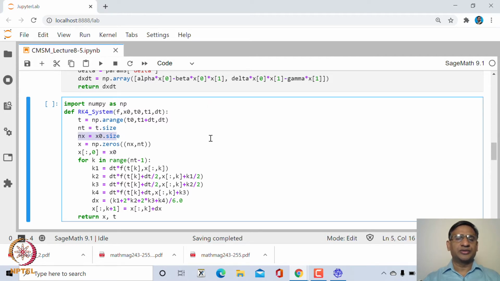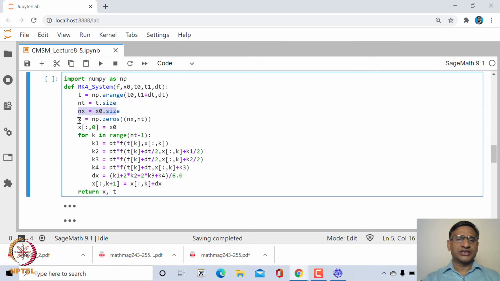In this case it will be 2, and let us initialize x as a zero matrix of size nx cross nt. So, nx is in this case 2, and nt will be the number of node points. At so many node points you have to evaluate, right, and initialize x as x0. All rows and the first column of x are initialized as x0, namely whatever is the initial population of rabbits and foxes in this case.